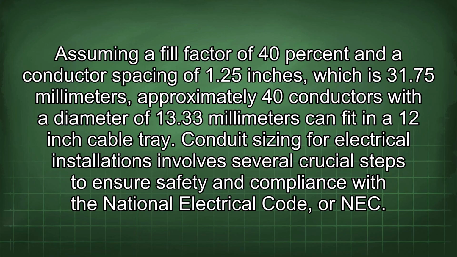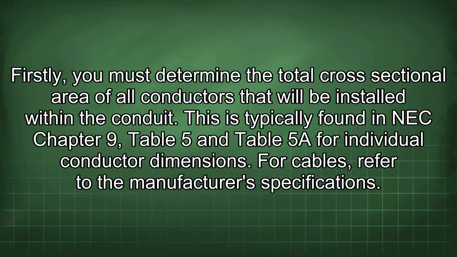Conduit sizing for electrical installations involves several crucial steps to ensure safety and compliance with the National Electrical Code, or NEC. Firstly, you must determine the total cross-sectional area of all conductors that will be installed within the conduit. This is typically found in NEC Chapter 9, Table 5 and Table 5A for individual conductor dimensions. For cables, refer to the manufacturer's specifications.